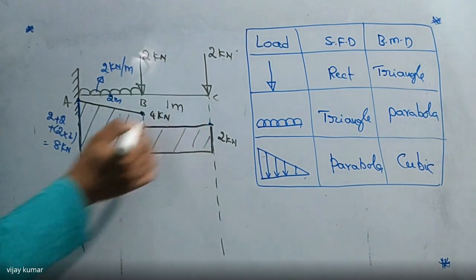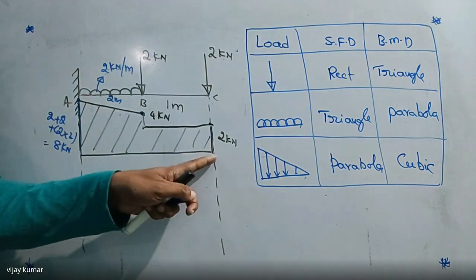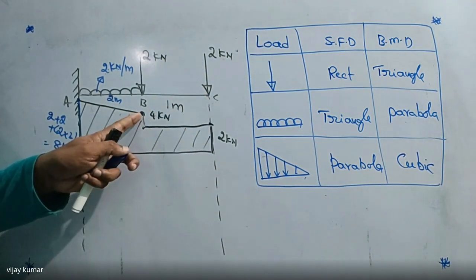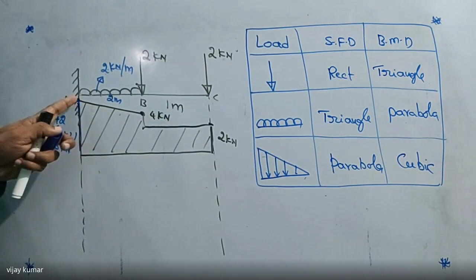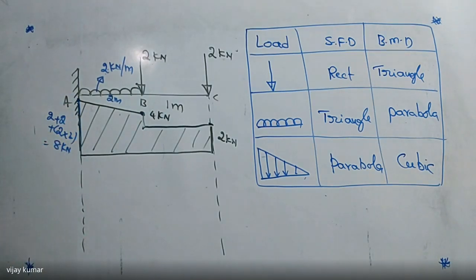This point is nothing but 2 kilonewtons. So 2 kilonewtons at point C, and at point B is nothing but 4 kilonewtons. At point A is nothing but 8 kilonewtons. Now tell me, what is the maximum shear force here? 8. That is always at the fixed support.